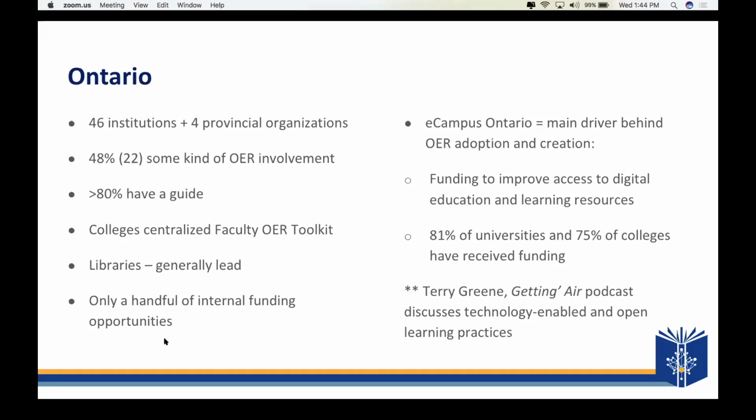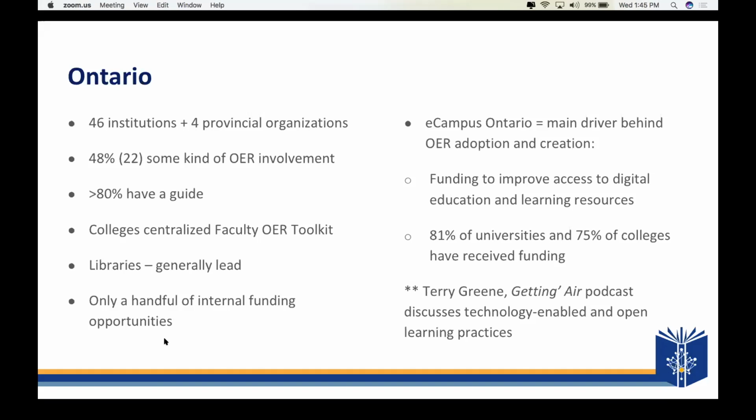We also found that the colleges have centralized their guides and support, their online support and education, through an OER toolkit that's part of their faculty toolkit platform, and that's shared across colleges. In some cases, the colleges had their own. In other cases, they had their own and then linked out to the central OER toolkit. And in some cases, they didn't have their own, they just linked out to the toolkit. And if you have a chance to look at it, the toolkit is very extensive.